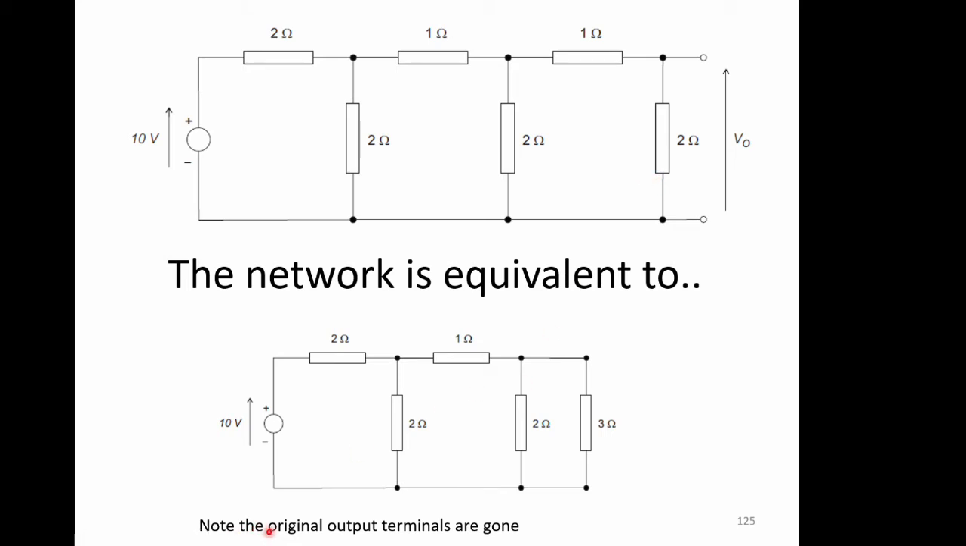Now, note, the original output terminals are gone, and this means that V0 is now effectively 2/3 of the way up this resistor. So we've lost V0. But that's okay, we'll get that back later, because what we've done is we've simplified this circuit a little bit.